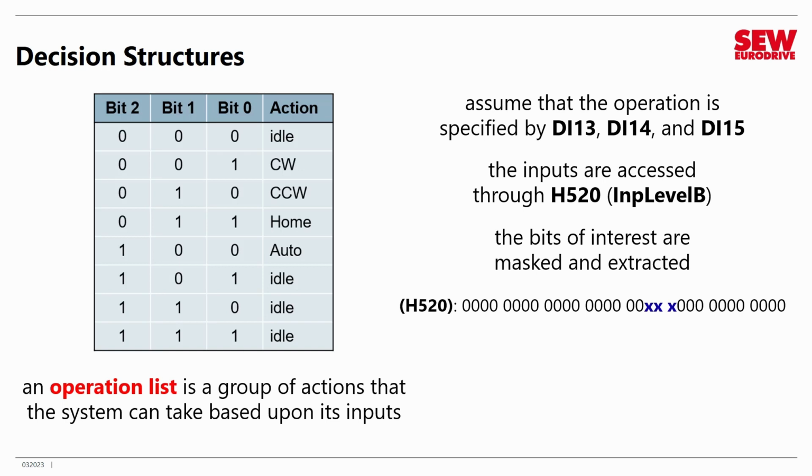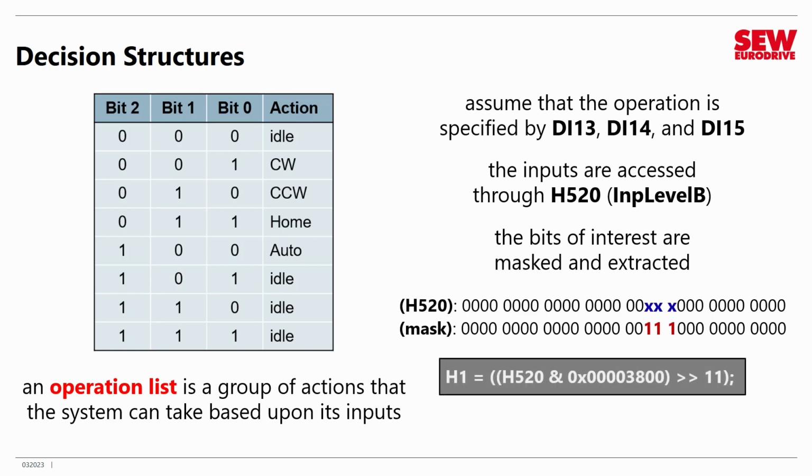So here are the bits we care about in 520. We apply a mask like this with an AND operation. We use the bitwise AND operation. And then finally, after we do that, we shift it 11 times to the right. So we shove those bits down to the least significant bit end. And what will be in H1 after we do this is a number from 0 to 7. And that number corresponds to these rows in the operation list. And as you can guess now, we're going to use an if statement to decide what to do.